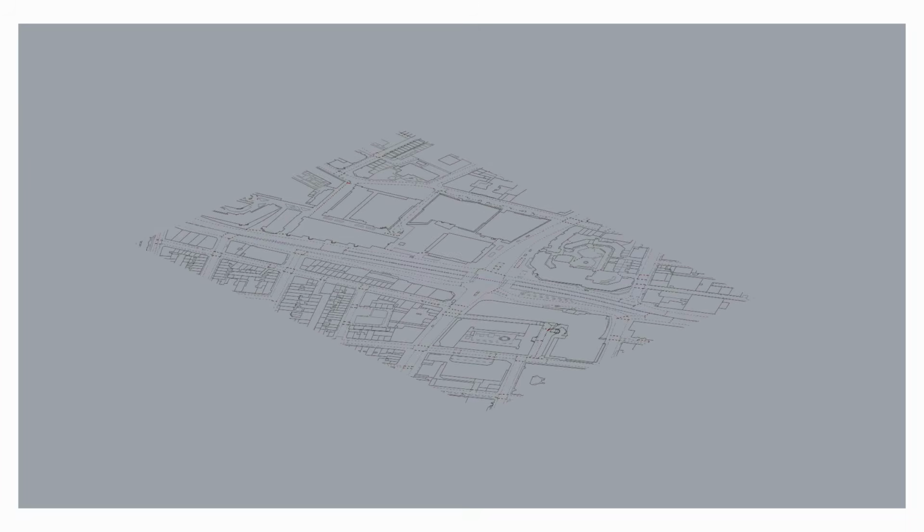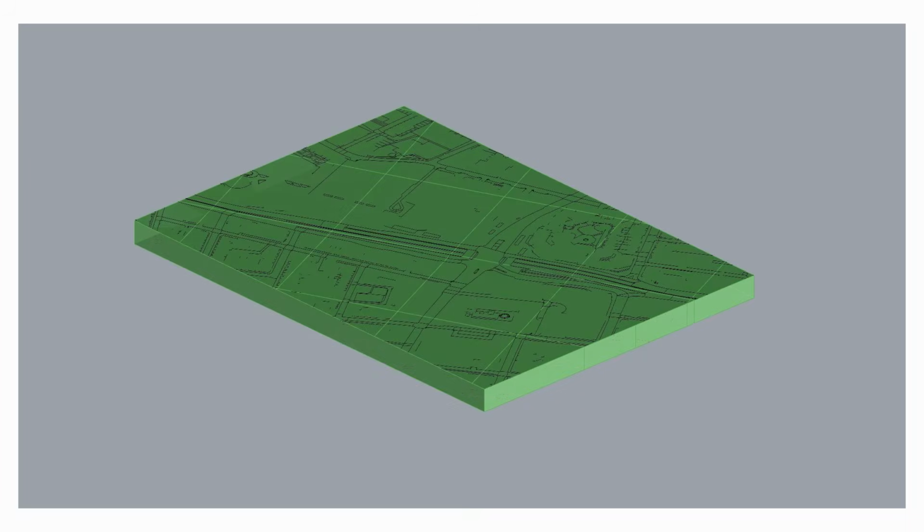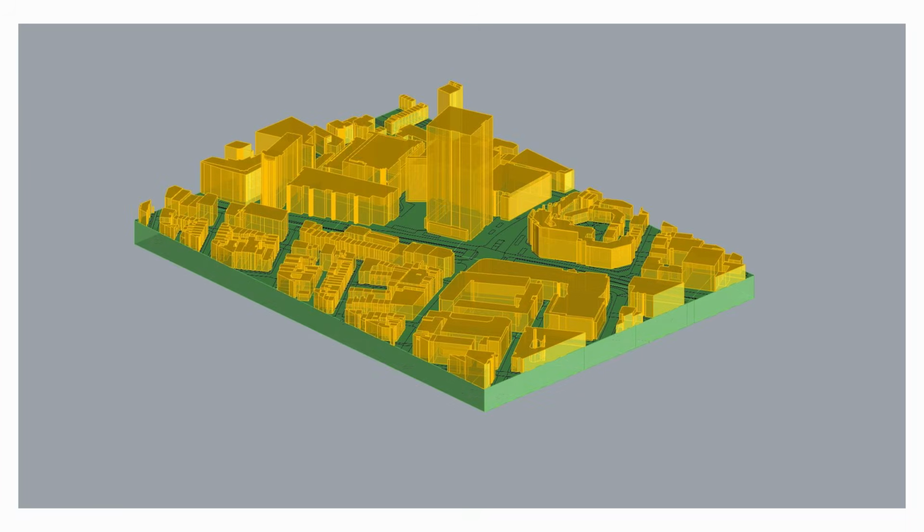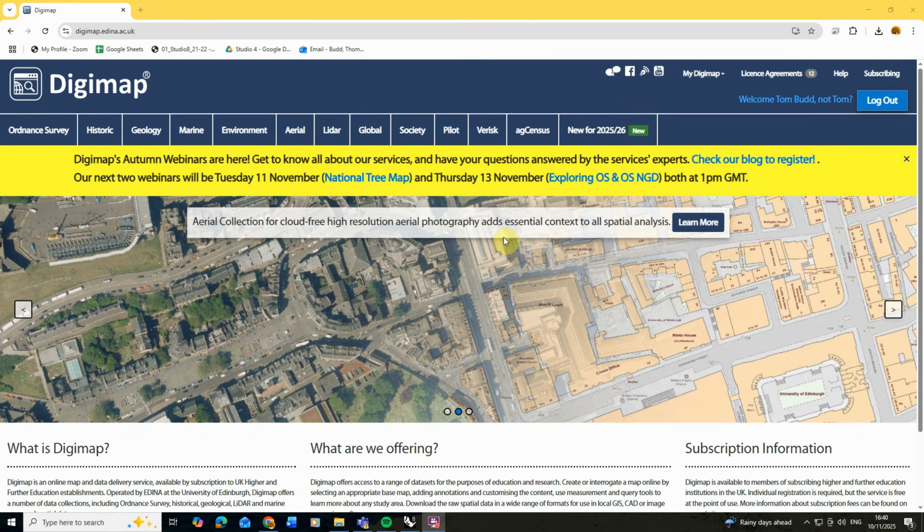Welcome to this video tutorial on how to create a 3D model with data downloaded from Digimaps. We're going to begin by going to Digimaps and downloading a series of data files that are going to make up our base 3D model.